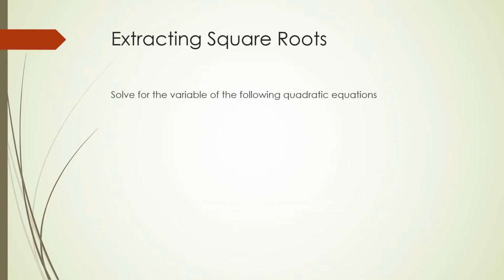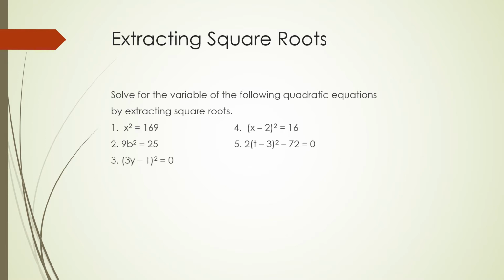Okay, so for your activity, solve for the variable of the following quadratic equations by extracting square root. Number 1, x squared is equal to 169. Again, ang target nyo lagi, dapat nakasulat siya in the form of x squared is equal to c. Since si number 1, nakaganyan na siya, so ang gagawin nyo lang, kulong nyo lang siya kay square root sign.